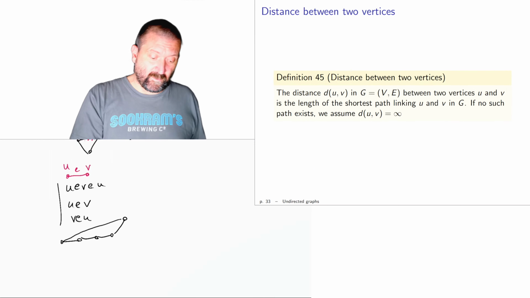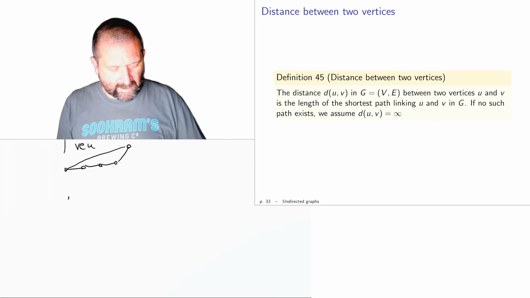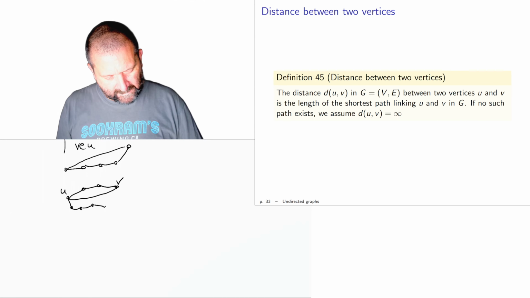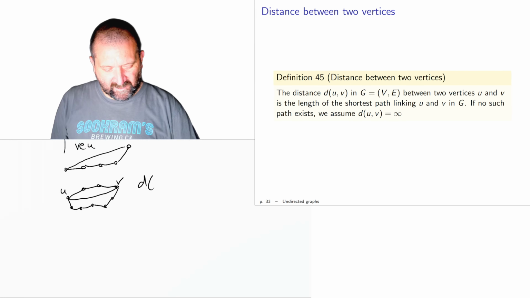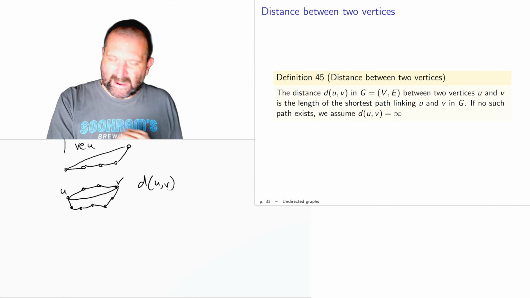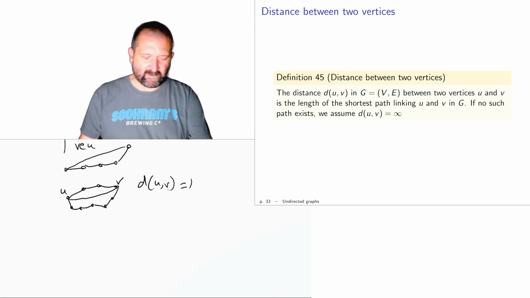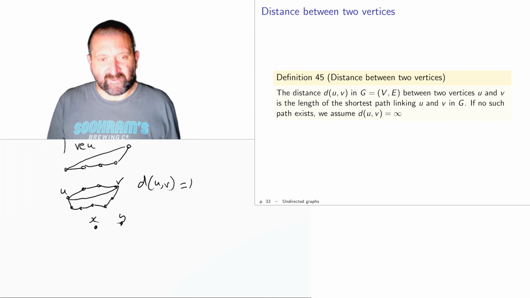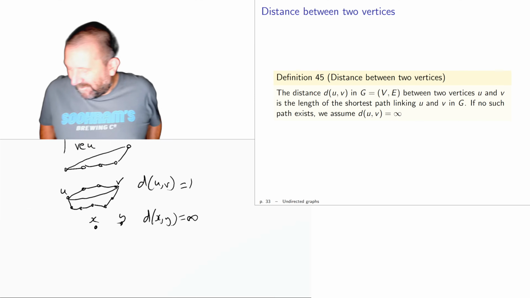A very important notion, both in applied and theoretical graph theory, is the distance between two vertices. It will happen very often that there are many different ways to get from one vertex to another. So let's call these U and V. The distance between two vertices is the minimum of the path lengths from one vertex to another. So here that would be 1, because I can go from U directly to V. And if there's no connection, if I have a graph like so, then we denote the distance to be infinite.